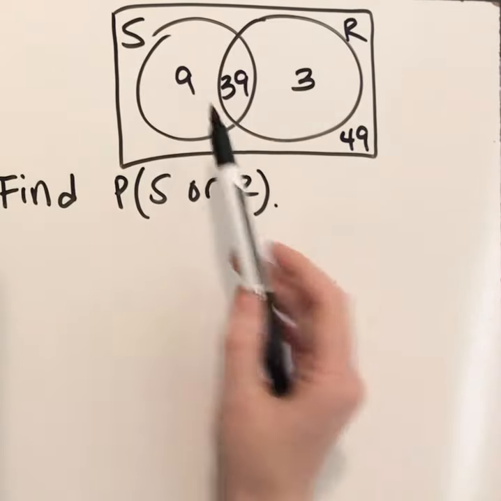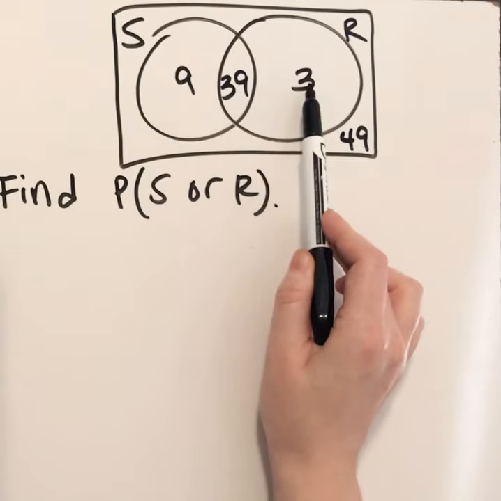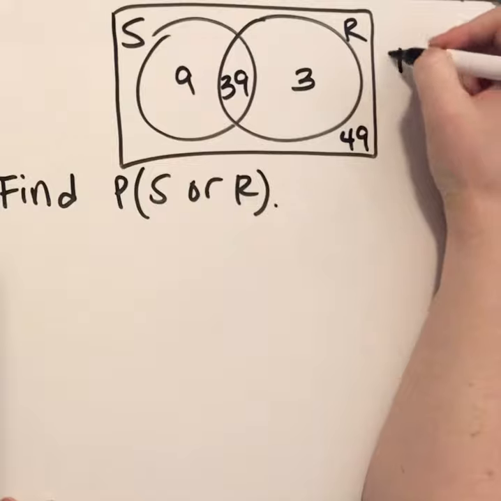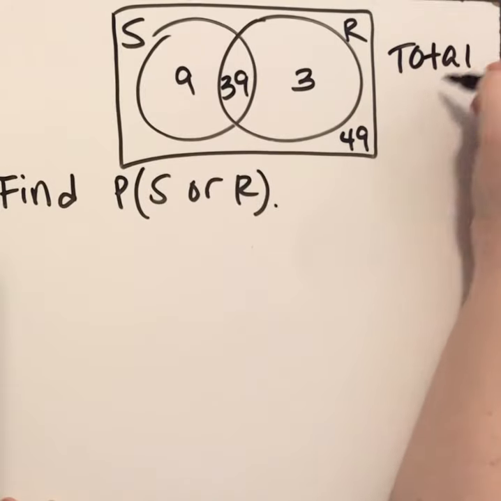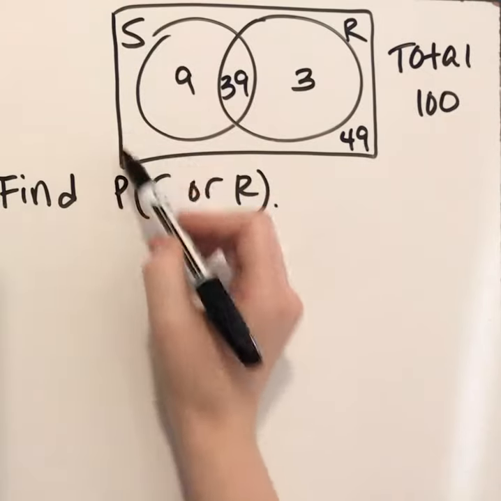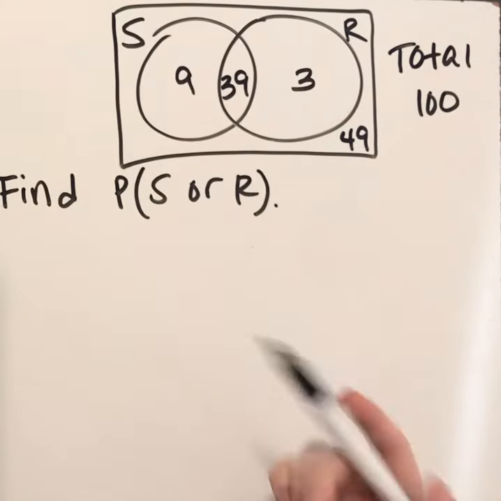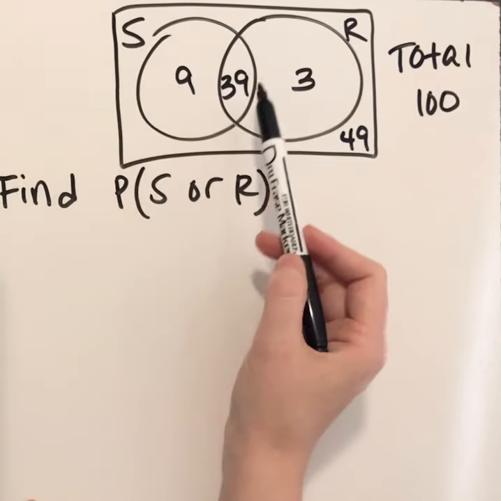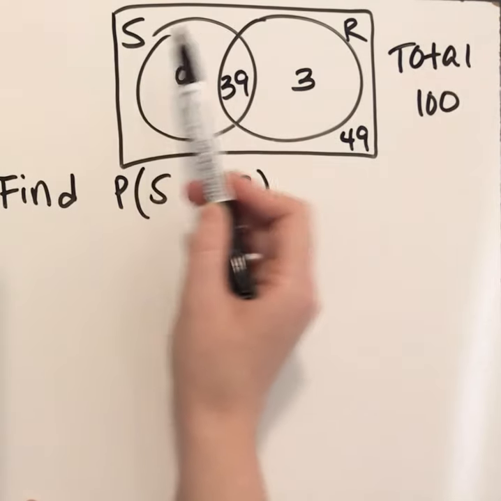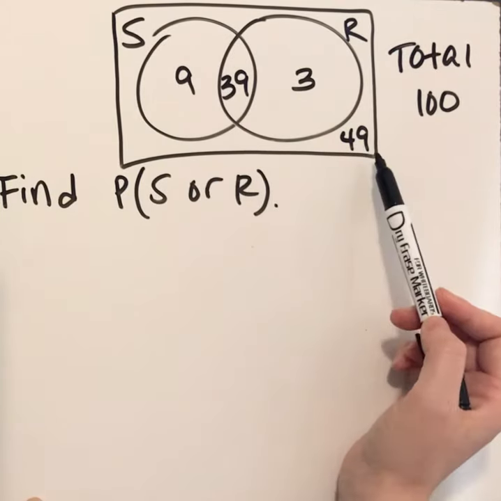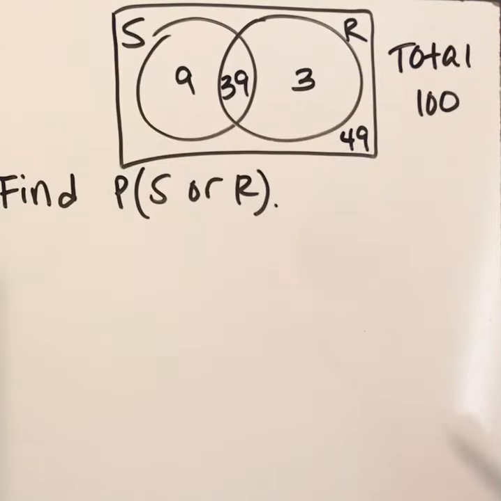And in this sample, we had 9 plus 39 plus 3 plus 49 people. If you add those all together, it's a total of 100 people that were surveyed. And this represents the entire sample space of everyone surveyed. So 9 people only owned a skateboard. 39 people owned both a skateboard and rollerblades. 3 people owned only rollerblades, and 49 people owned neither skateboard or rollerblades.